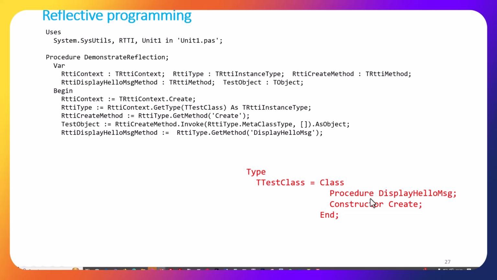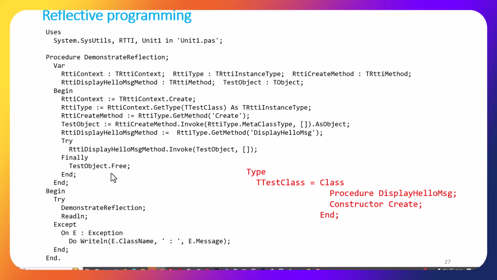Yep. Okay. Now what I'm going to try, I'm going to try and call this method. I'm going to invoke it on the test object, this object here, which I've created, and see if it works. So it should run this hello message, and then I'll free the object, basically. So to demonstrate reflection, I call it, and we'll see what happens.